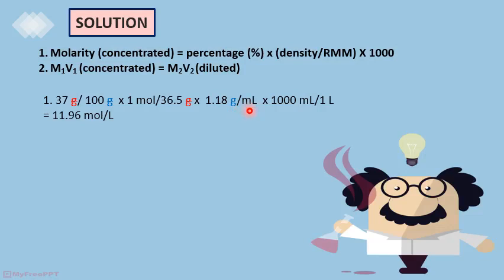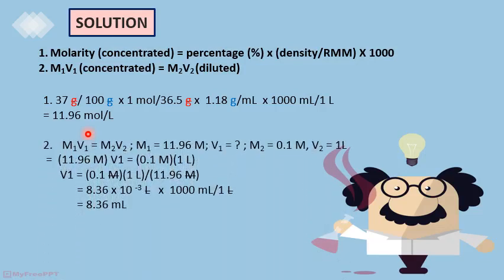So for molarity, it must be mole per liter. So the milliliter you convert into liter, multiply with the conversion factor 1000 milliliter per 1 liter, so that you cancel out the gram, you get mole, and the milliliter to liter. So you will have the initial concentration, it is 11.96 mole per liter. Okay, now you get the molar concentration for the initial concentration.